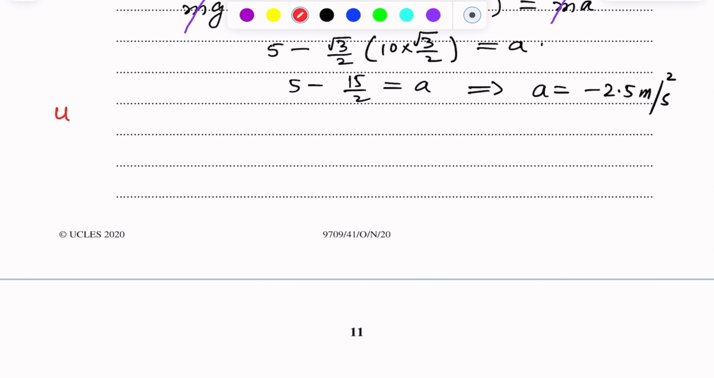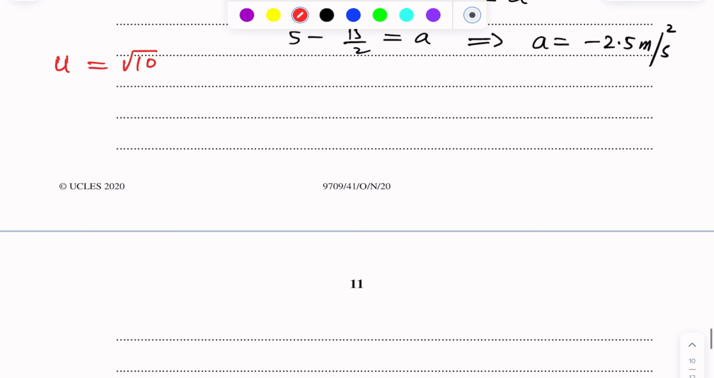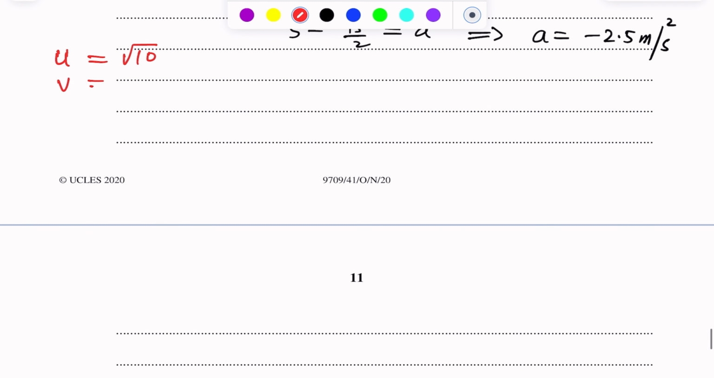Initial speed at B is under root 10, which we have already found. And the final speed we have to find. The distance BC is 1 meter, and the acceleration is a deceleration, that is negative 2.5 meters per second squared.